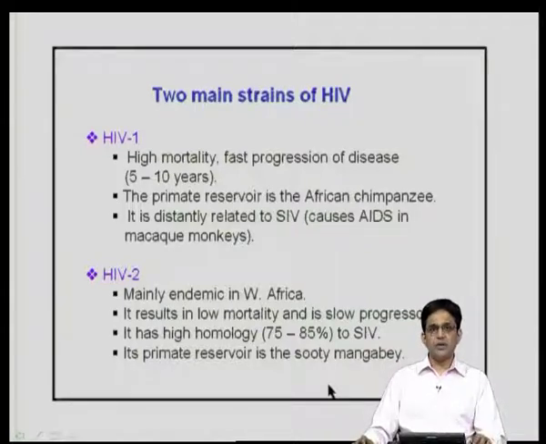There are two main strains of HIV, HIV-1 and HIV-2. HIV-1 is faster progressing and has higher mortality, whereas HIV-2 has lower mortality and is somewhat slower progressing. In both cases, the primary reservoirs are somewhat different. For HIV-1, the primary reservoir is the African chimpanzee, whereas for HIV-2 it is the sooty mangabey. HIV-1 is distantly related to the simian immunodeficiency virus, whereas HIV-2 is more closely related to the simian immunodeficiency virus.